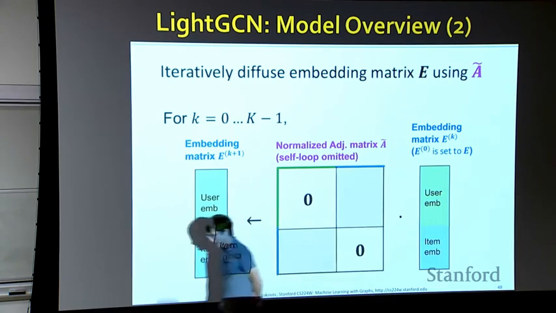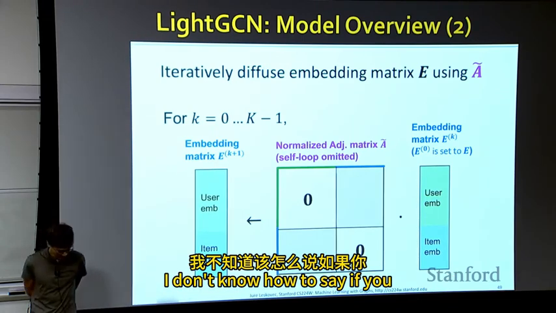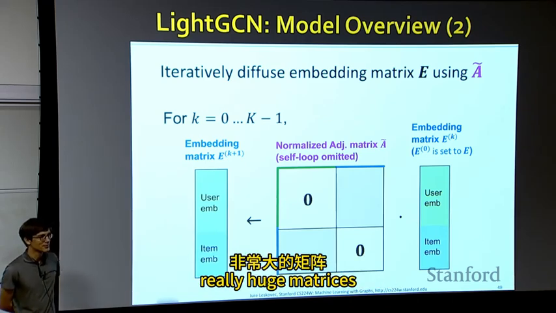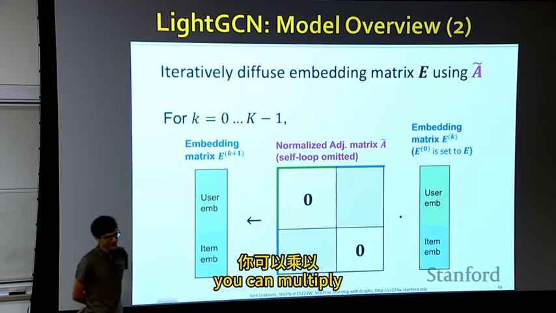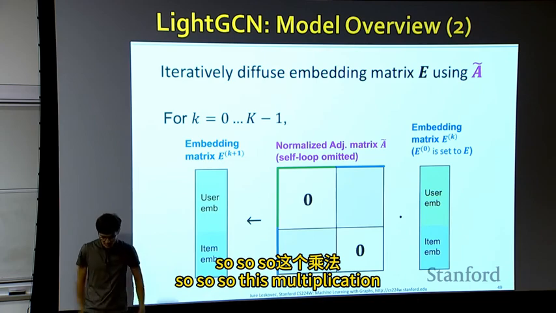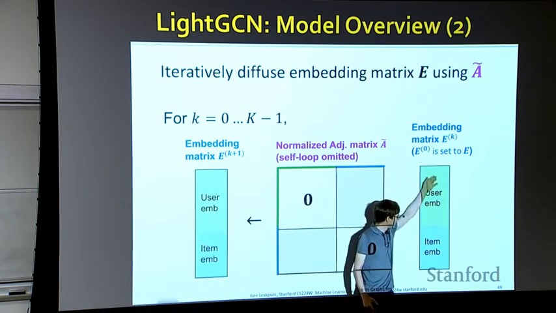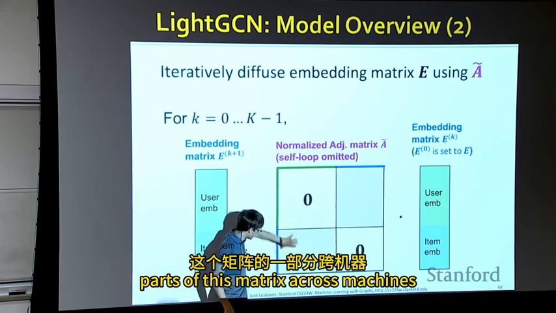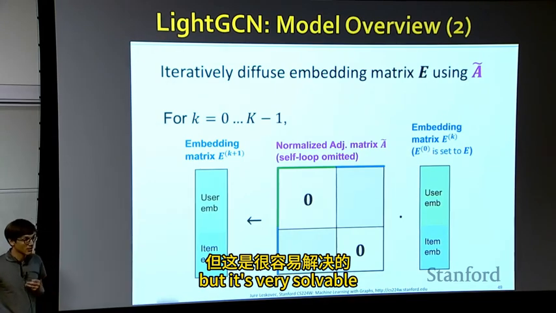The first question was about scale. Multiplying big matrices is not a problem. If you take my class in the spring, you'll see you can multiply really huge matrices if need be. You can even use MapReduce, and you can multiply the matrix describing the entire web and things like that. So this multiplication, yes, it's non-trivial, but you can do it. What becomes a bottleneck is storing these embeddings. But you can distribute parts of this matrix across machines. You need some engineering, but it's very solvable.